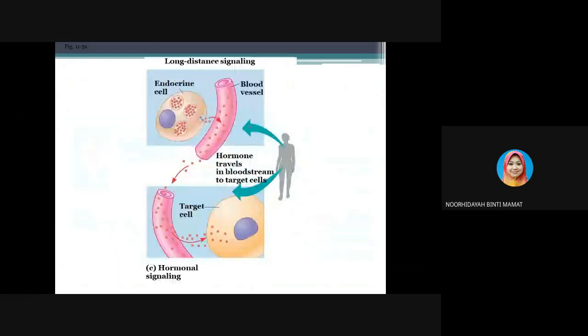For the long distance, we're talking about hormones. The endocrine cell will release the hormone, and the hormone will be transported through the blood vessels. The hormone travels in the blood vessel to the targeted cells. So this is the targeted cell, and this is long distance signal transport.